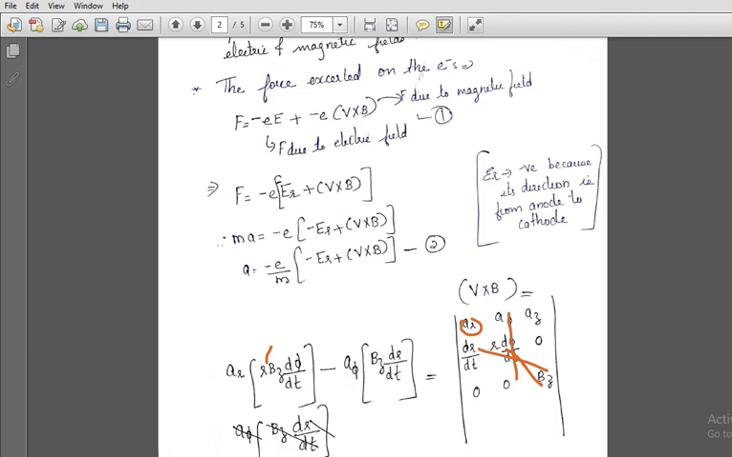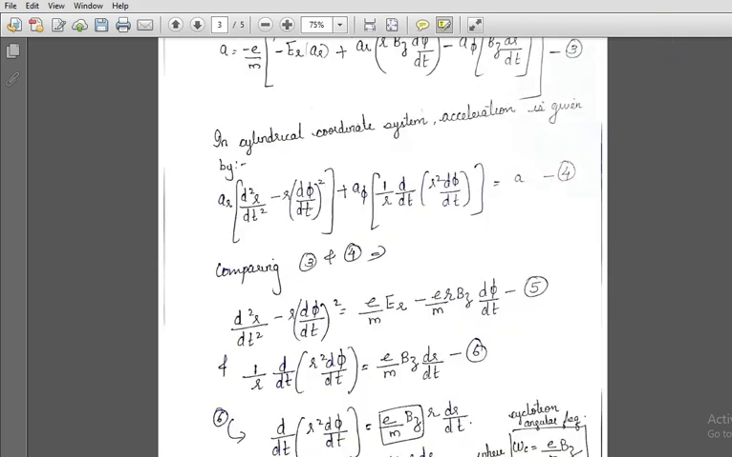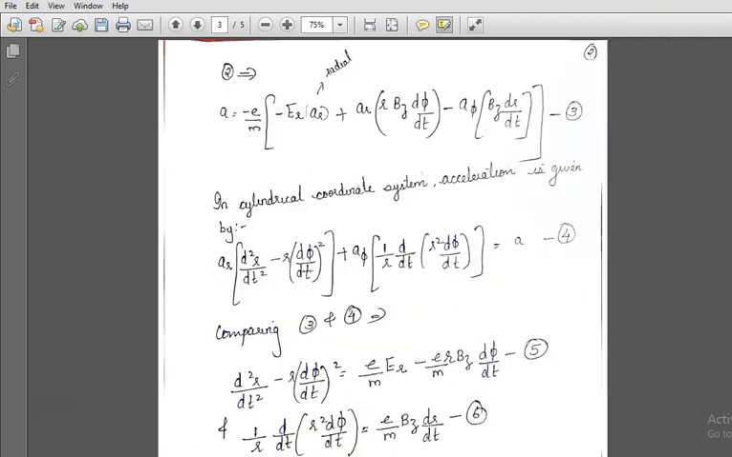And similarly, if you are taking the third term, Az into, anyway this is 0, this is 0, this is also 0, so we don't have the Az term there. So we have got the V cross B. Now we have to put that V cross B in equation number 2. So putting that in equation number 2, we will be getting A is equal to minus E by M into minus ER.